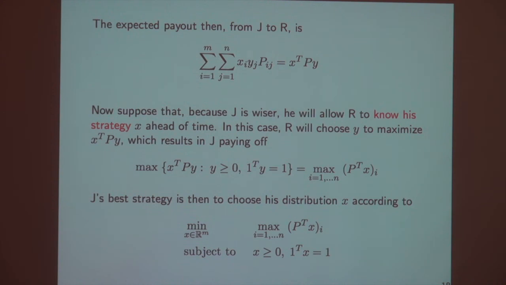Let's suppose that player J was wiser, and he decided that he was going to let R know his strategy ahead of time. So he's going to actually tell R, I'm going to use strategy x. What would R do in that case? Well, he would choose y in order to maximize his expected payout, right? There's nothing else that would make sense. If he knows the strategy of his opponent, choose your strategy to make the expected payout the largest. So he'd think about, how can I choose y so that x transpose P y is largest? y has to be a probability distribution, so it has to be non-negative and has to sum up to 1 across all the options.